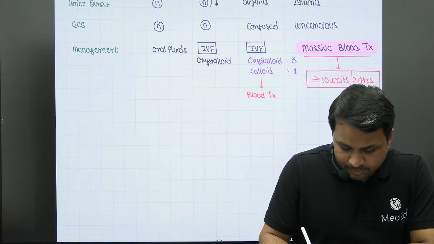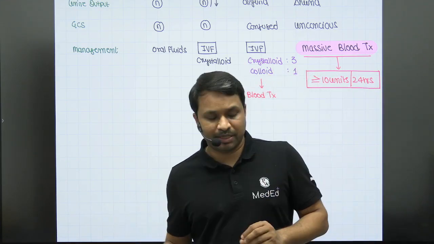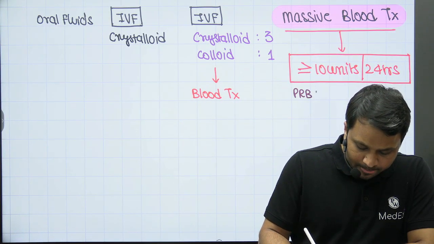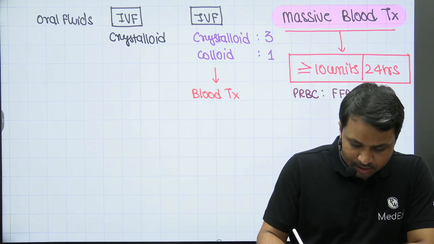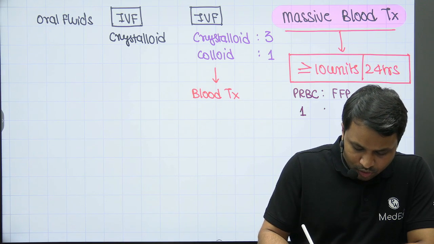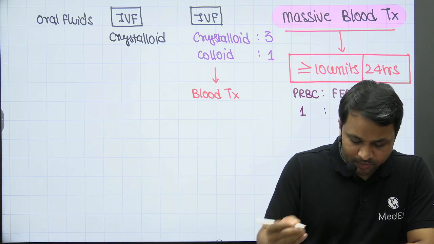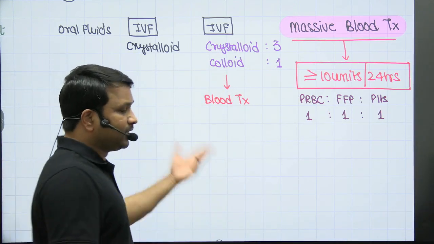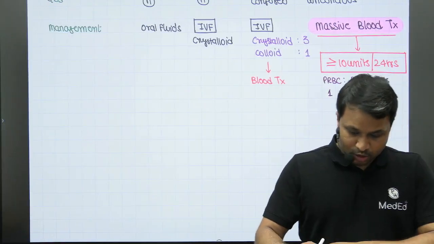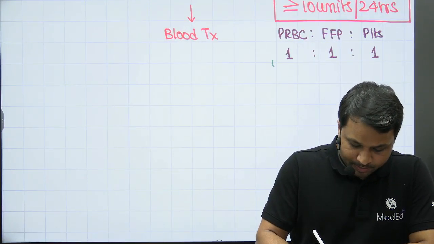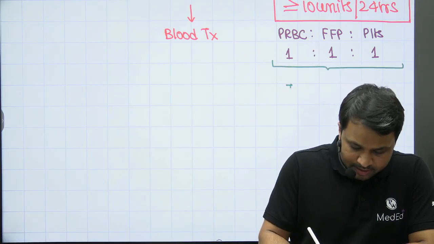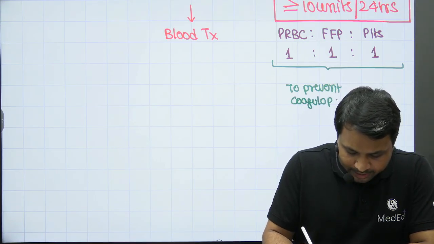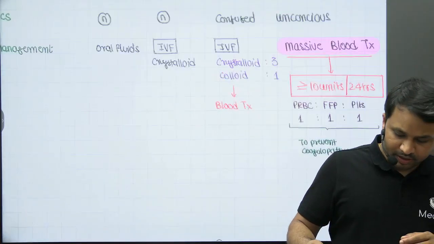So whenever you're doing a massive blood transfusion, you cannot give only PRBCs. So you have to make sure that you maintain this standard ratio, that is PRBCs with fresh frozen plasma with platelets in a ratio of 1:1:1. Now, why are you doing this? This is to prevent coagulopathy. If you only give PRBCs and you're not giving other blood products, it can result in coagulopathy. So the reason why I'm giving all these products, that is PRBCs, FFP and platelets all together, is to prevent coagulopathy, right?